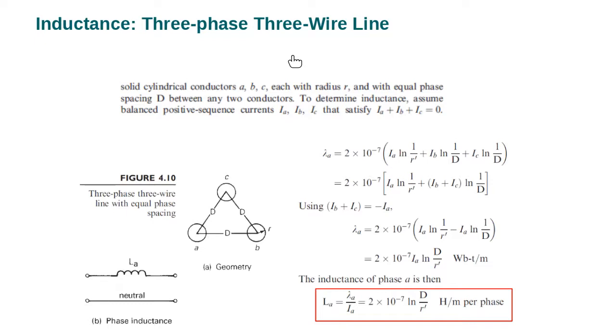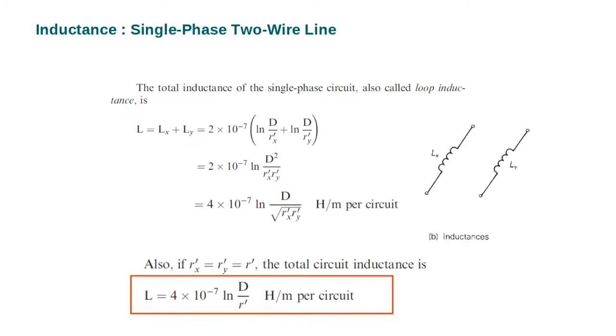That was single phase, and we know how to calculate the inductance. Now we have 3 phase, 3-wire line. Single phase, 2-wire line. Not single phase, 1 wire. Single phase, 2-wire line, we write it like this.